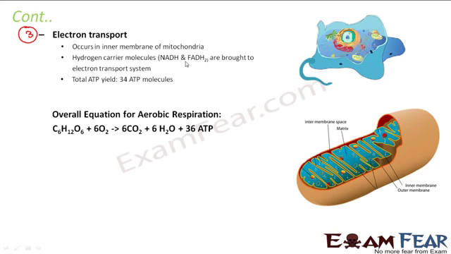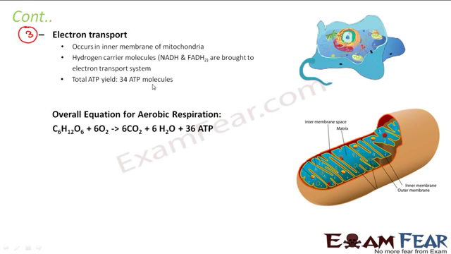We will not go into the detail of these molecules. You just understand that the hydrogen carrier molecules which were produced in the previous steps actually have high energy hydrogen atoms. That is why they are called hydrogen carrier molecules, that means molecules which are carrying high energy hydrogen atoms. Now these molecules are brought to the electron transport system. They start carrying electrons to the electron transport system within the mitochondria.